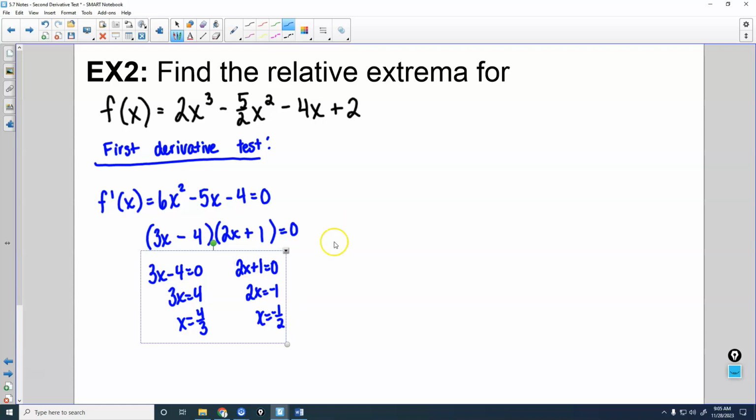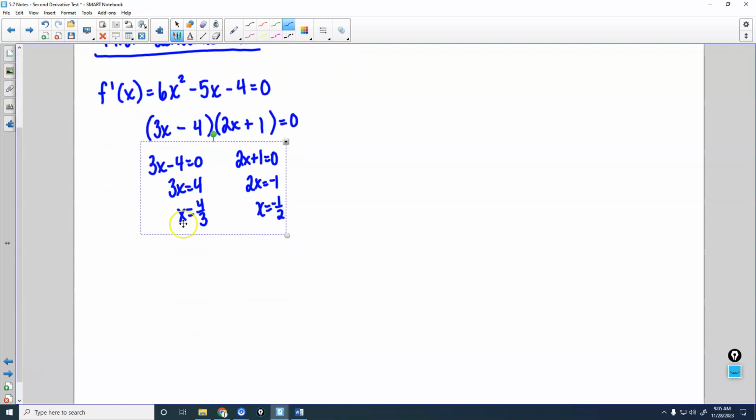So for this, if we're doing first derivative test, so this is what we've already done. If we're doing first derivative test, we make a sign line. And we put negative 1/2 here, and we put 4/3 here. And we are trying to plug into the first derivative. And I'm going to make the chart, so I'm going to put my 3x minus 4 here and my 2x plus 1 here.